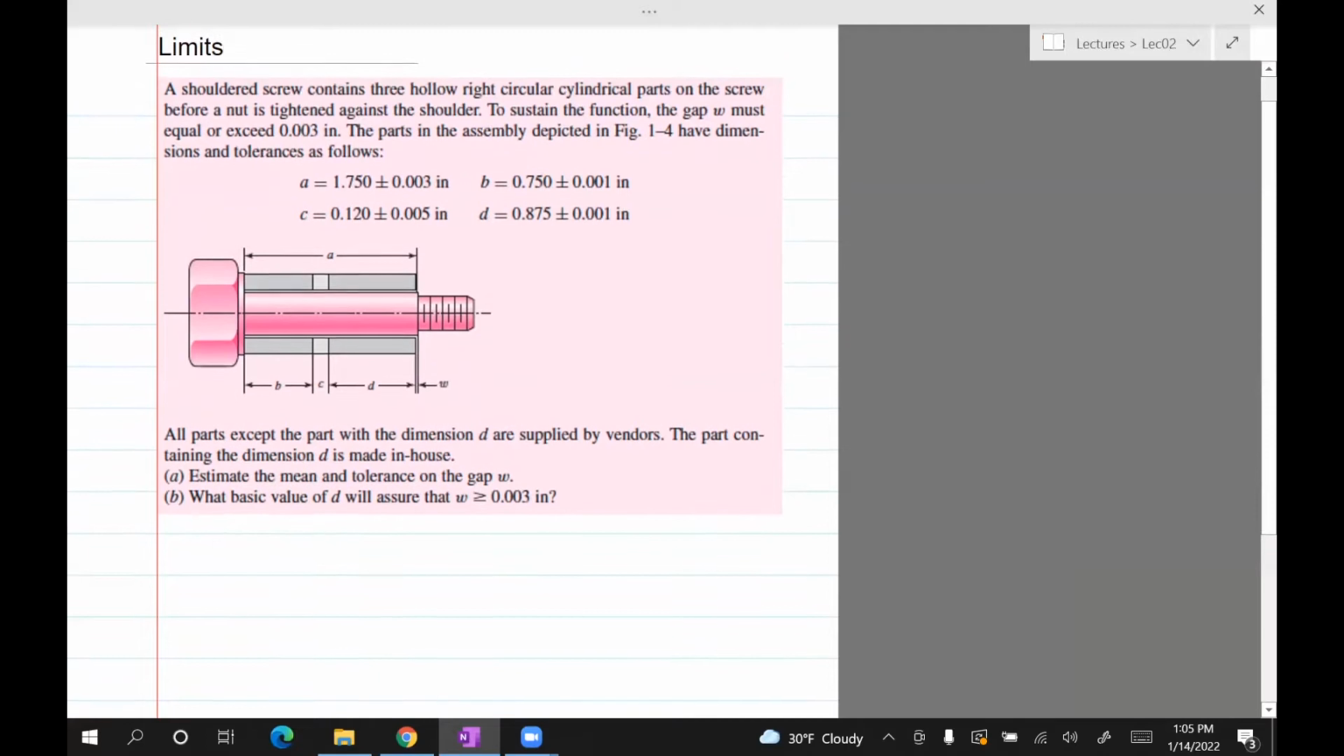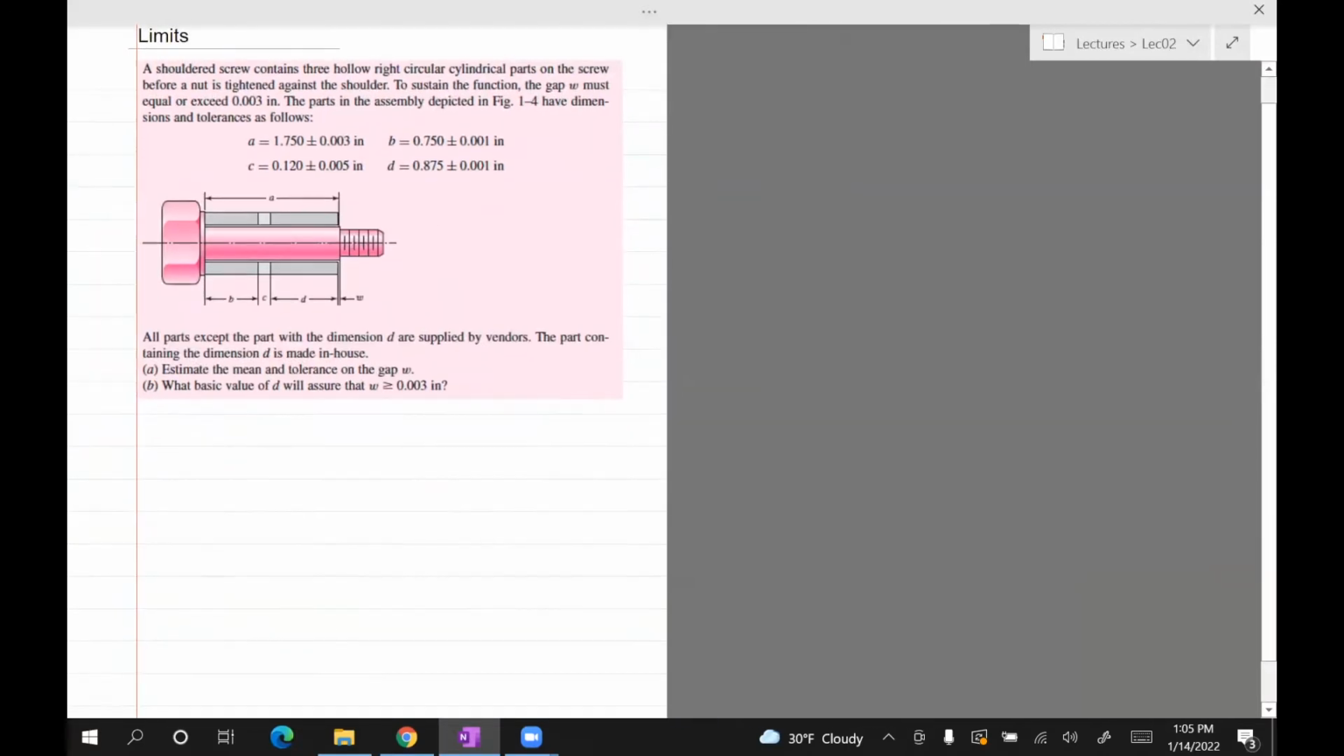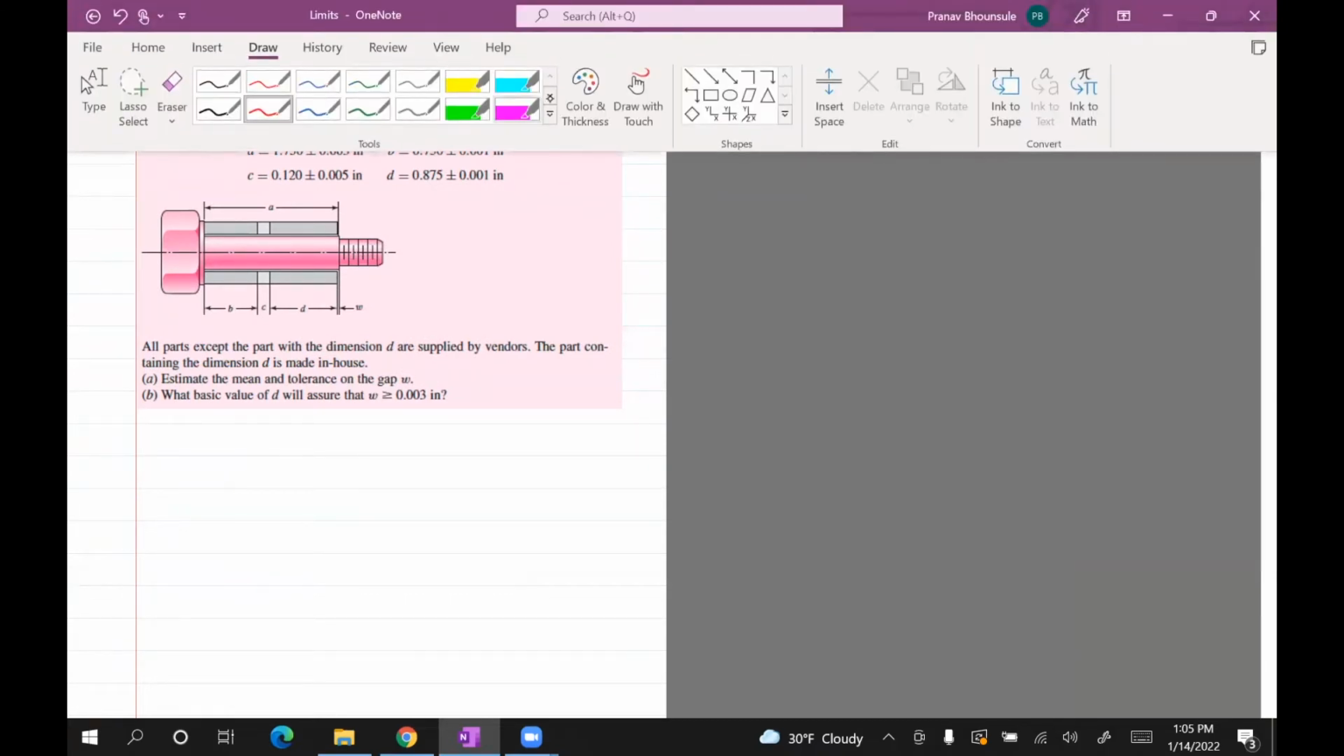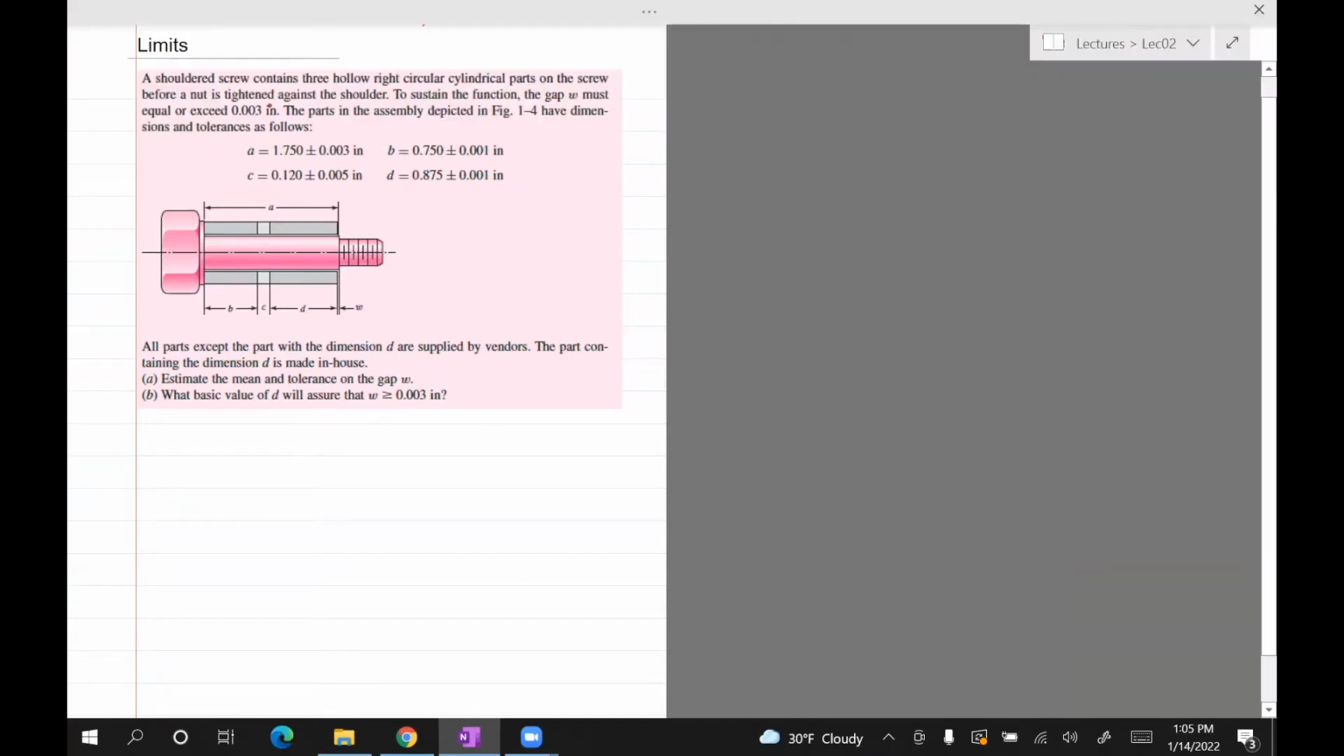And this is again posted on the handouts. Yes, let's read the question. Okay, a shoulder screw contains 3 hollow right circular cylindrical parts on the screw before a nut is tightened against the shoulder. To sustain the function, the gap W must equal or exceed 0.003 inch. The parts in the assembly depicted in the figure have dimensions and tolerances as follows.